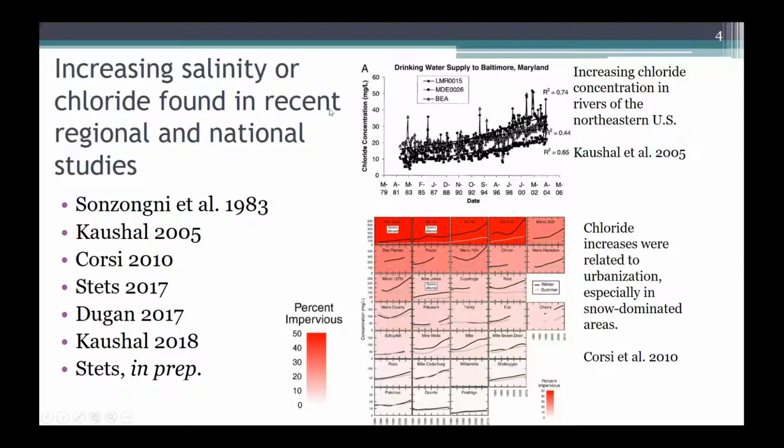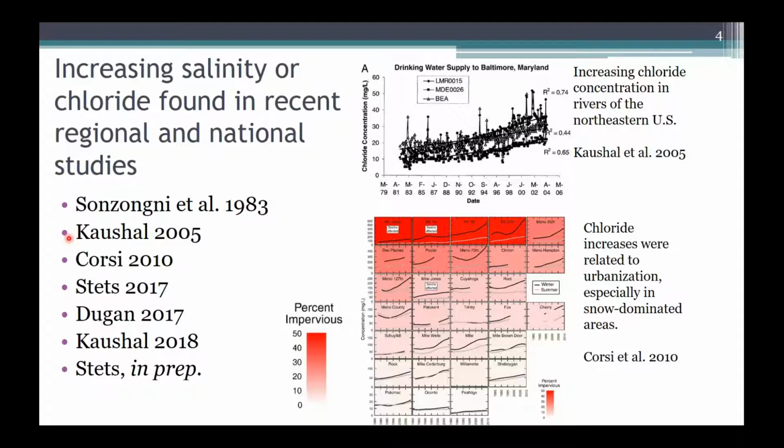Some of these early studies, by Sunzogny, I'm not exactly sure how to pronounce that, is a pretty good paper looking at predicted changes in chloride concentrations in the Great Lakes.